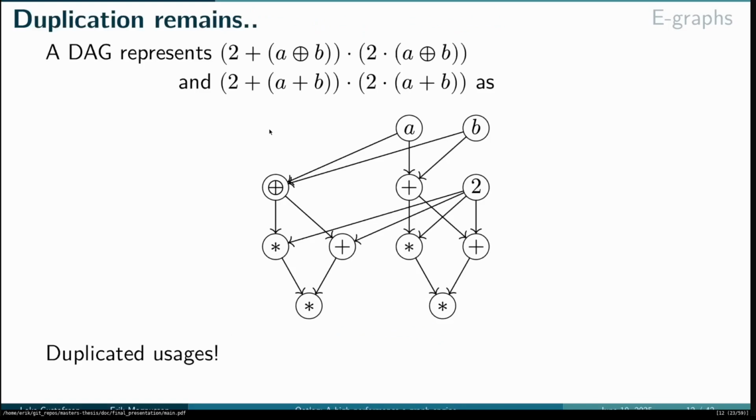A DAG is more compact, but a DAG still has duplication. If we have these two programs, they are different programs, right? One is doing XOR, but it could be any operator really, and the other addition. So these are different programs, but when storing both, we need to store them separately. All of the common inputs can be deduplicated, but common outputs, common ways of processing different inputs, cannot be deduplicated. So all of this storage is unnecessary.